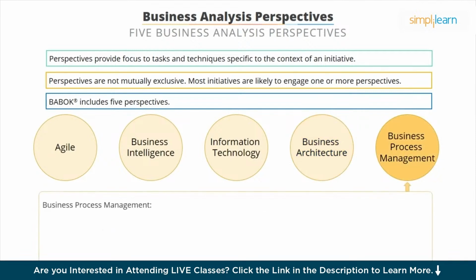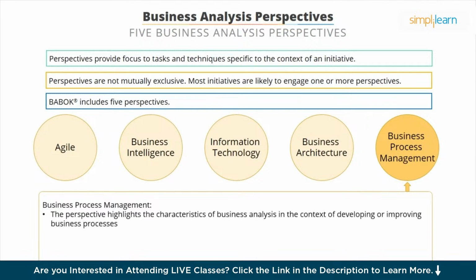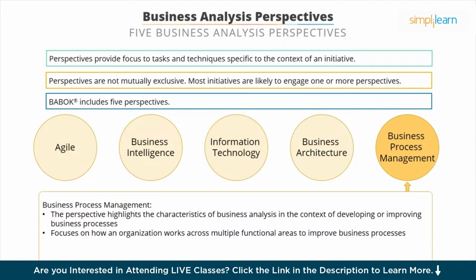Business process management perspective. The business process management perspective highlights the unique characteristics of business analysis in the context of developing or improving business processes. The business process management discipline focuses on how an organization works across multiple functional areas and delivers value through a process-centric lens to improve business processes. Business process management is an integral part of ongoing management and operations of organizations. We will be discussing these perspectives in detail in upcoming lessons.